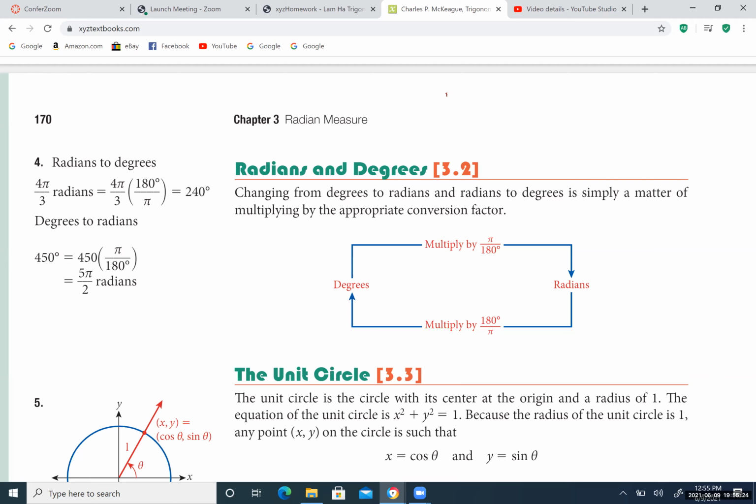And the opposite. If they give us from degrees to radians, you need to multiply by pi divided by 180 degrees, then you can cancel out. So I recommend you write this example and formula down so that you can easily remember it.